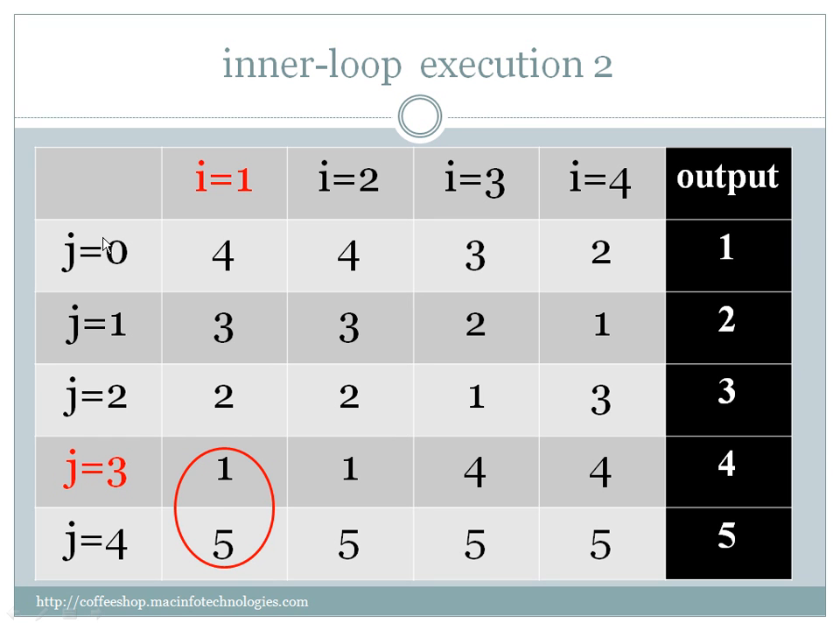So 5 minus I is 1, 5 minus 1 is 4. So it executes 4 times, from j equal to 0, 1, 2, 3. So next the inner loop completes, and the outer loop again increments, I increments from 1 to 2.